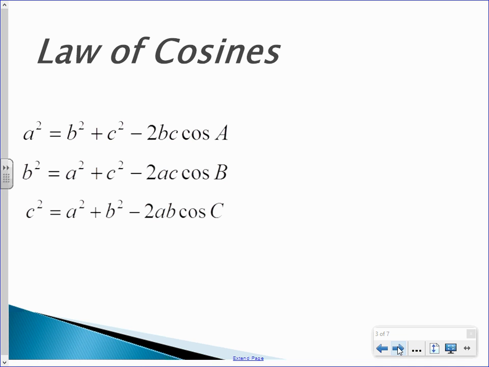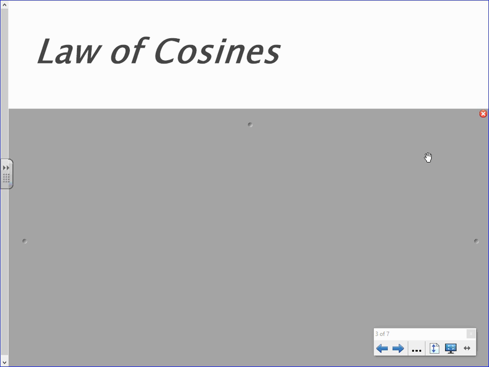Okay? Before we write that down. Okay, so the law of cosines. What are two cases that we haven't looked at as far as given information? Side, side, side. And one more.